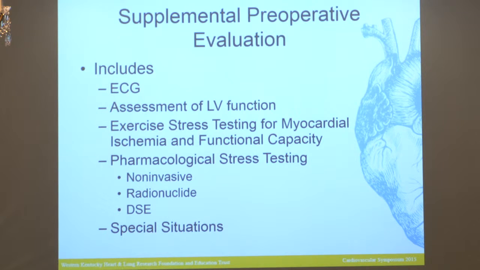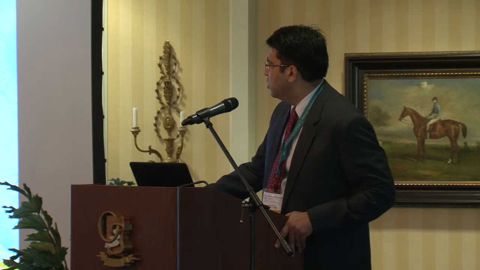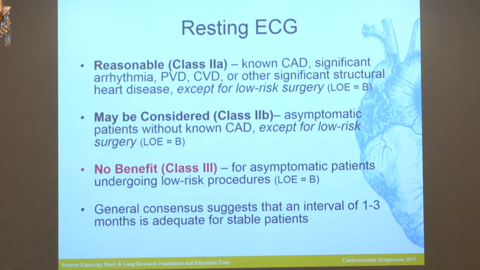Now, let's briefly talk about some of the supplemental preoperative evaluation tools that we have. So we have the EKG, the assessment of LV function, usually with an echocardiogram, exercise testing, which I've alluded to mostly in that algorithm, and there are some special situations. So these are recommendations from ACC about which patients should get these tests done. So it is reasonable to do an EKG for somebody who has known coronary artery disease, known significant arrhythmias, known cerebrovascular disease or peripheral vascular disease, except if they're going for a cataract surgery or a very low-risk surgery. You don't need to get an EKG.